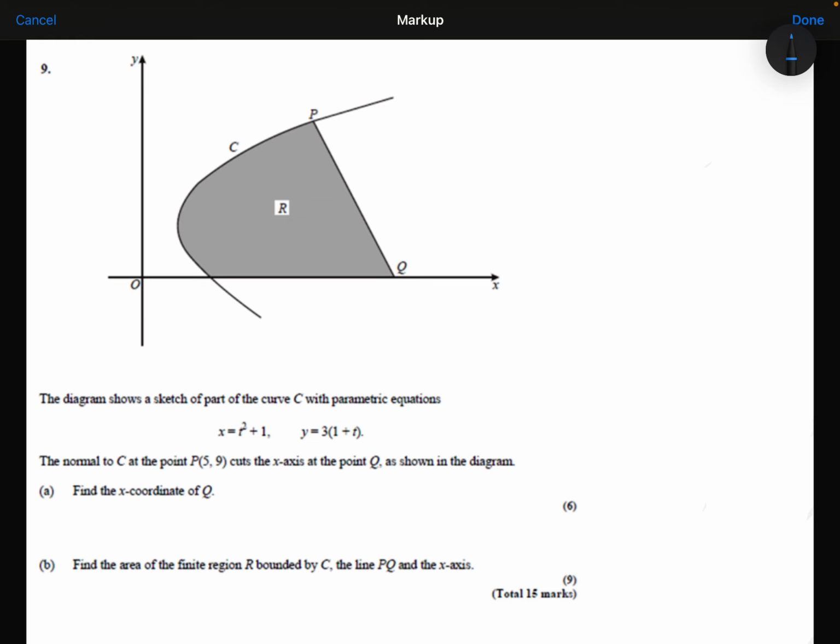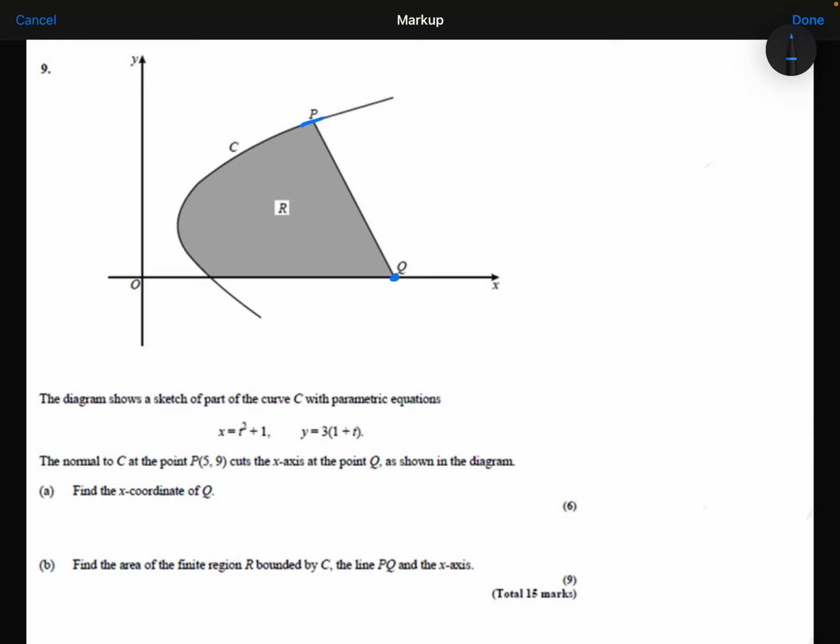Right, so the normal cutting the x-axis. If I work out the equation of the normal, I can find where that cuts the x-axis because y will be equal to 0. For the equation of the normal, I want to differentiate to get the gradient of the curve at point P. And then I can do the negative reciprocal to get the gradient of the normal, and then do y equals mx plus c.